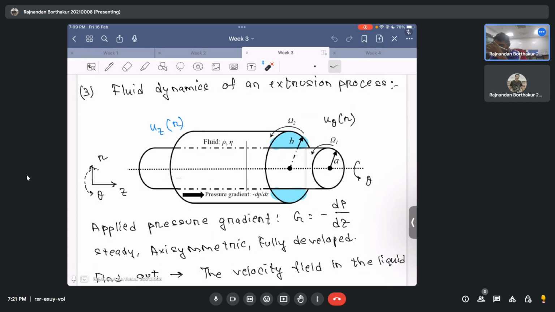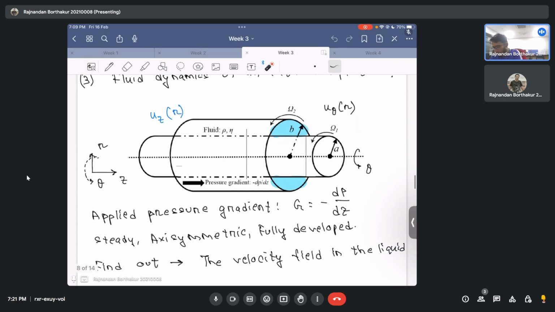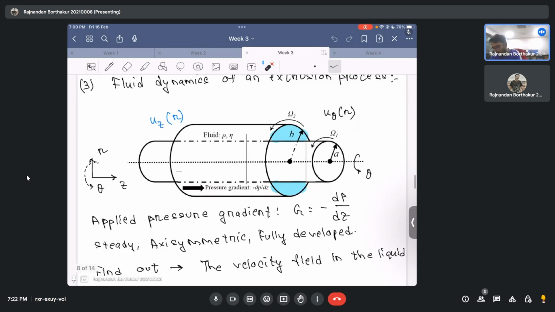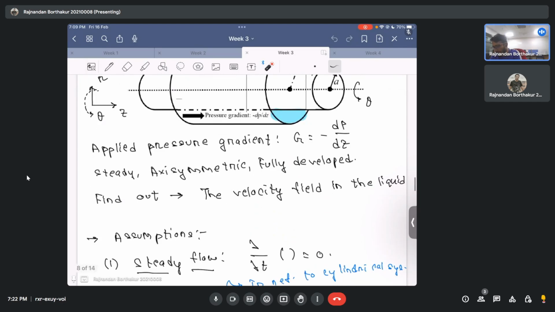And in addition to this theta direction velocity, the axial pressure gradient will also drive a flow in the axial direction, because of which we will see two velocity components: uz, which is due to the axial pressure gradient, and u theta, which is due to the rotation of the cylinder. So this mandates that this problem is two-dimensional in nature. However, using certain assumptions, that the flow is axisymmetric, and we saw the meaning of axisymmetry in the cylindrical coordinate system in the last class, we assume the flow to be fully developed, and of course it's a steady flow problem.